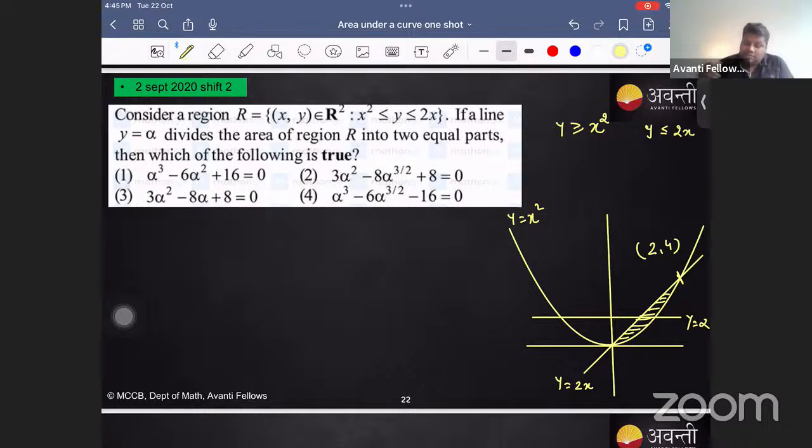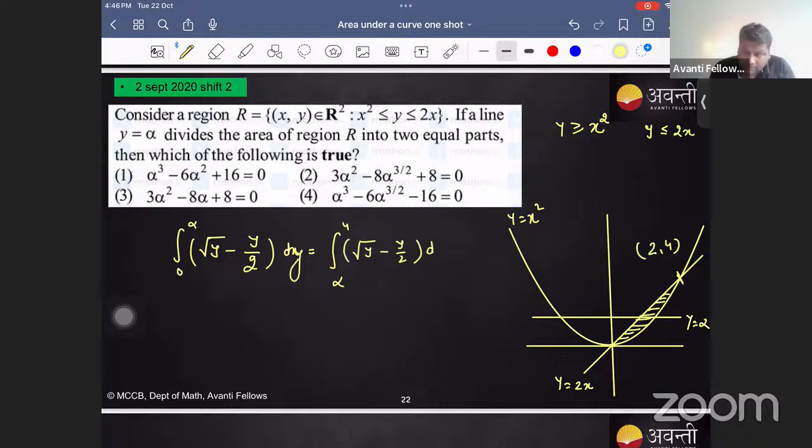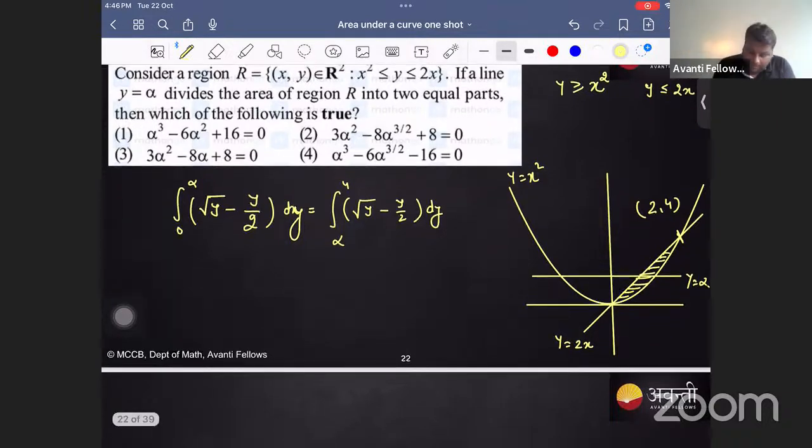Now we will find out this area along the y-axis. Am I clear? So integration 0 to alpha. Now the above curve will be root y minus the below curve, which is y by 2, dy. It equals integration alpha to 4. Again the above curve is root y minus y by 2. Sorry, this is dy. This is also dy. Am I correct? Now you just simply integrate it.